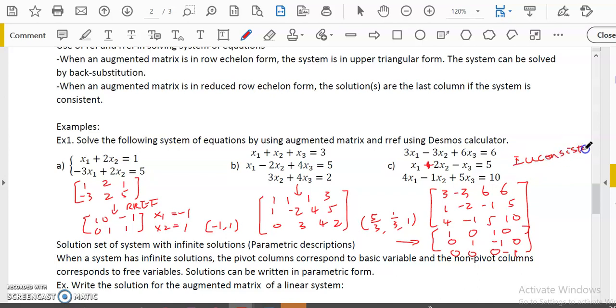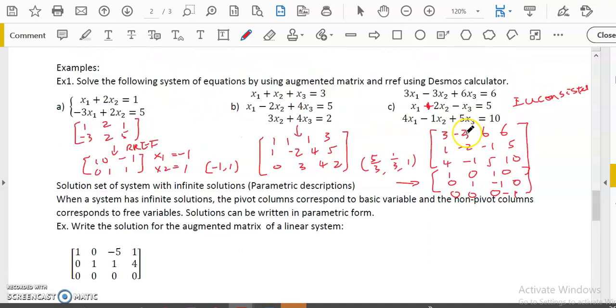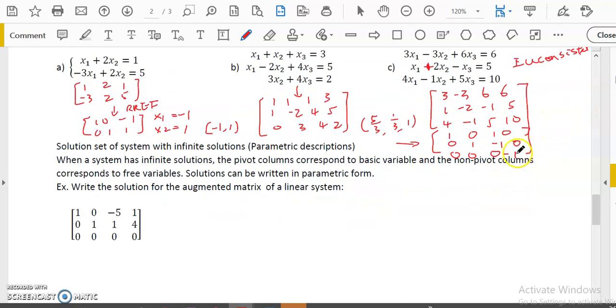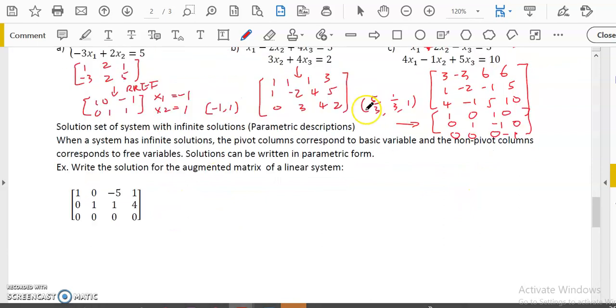And you can also say that when you write this back as a system, this is a contradiction. So this is an inconsistent system. So REF can solve equations, and can also discover inconsistency if you have a single pivot column in the rightmost column. Okay. So this is solving equations.